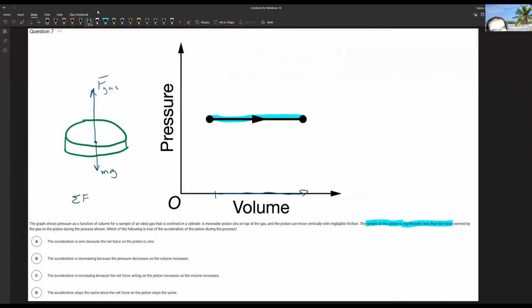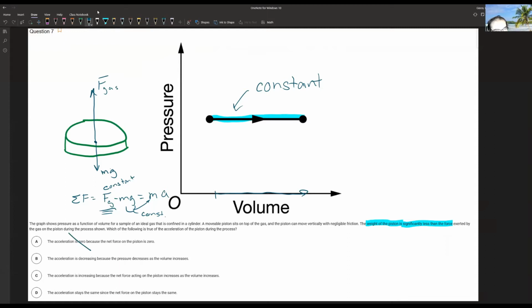So net force here is going to be the force of the gas minus the weight of the piston equals m times a. So let's look at what's happening to the force of the gas. Well, the pressure here is constant. We have a constant value for our pressure, which means that this force here is going to be constant. Everything here as well is constant. And so the acceleration here will not be zero.